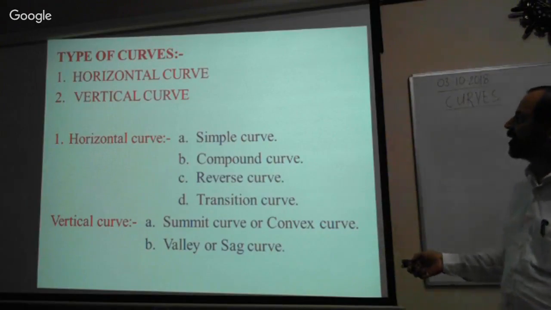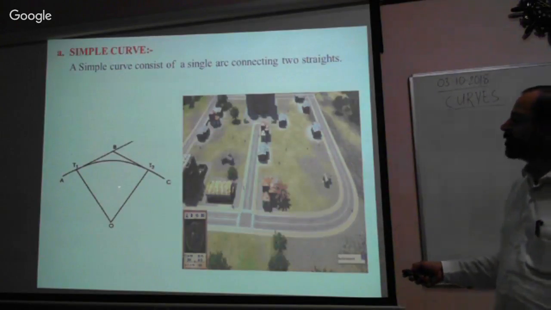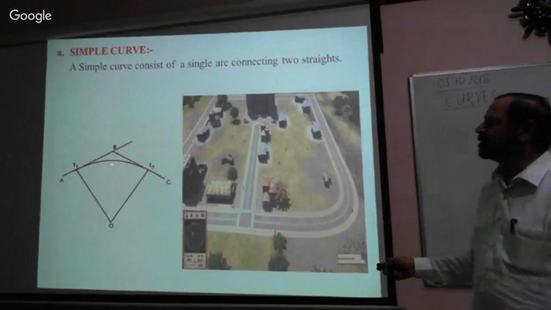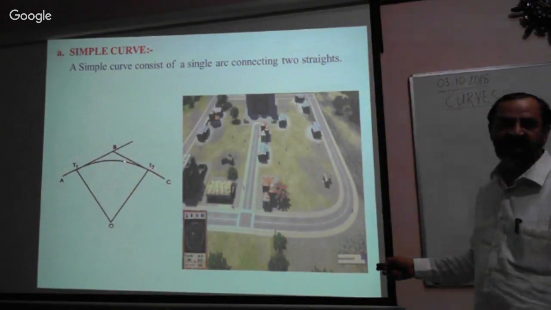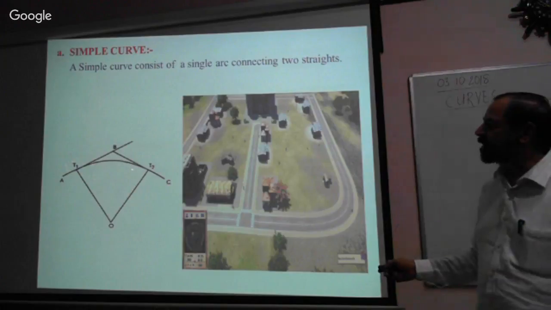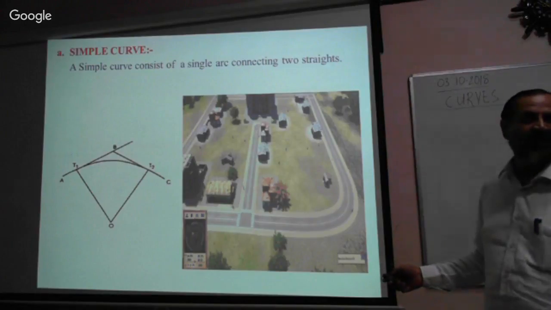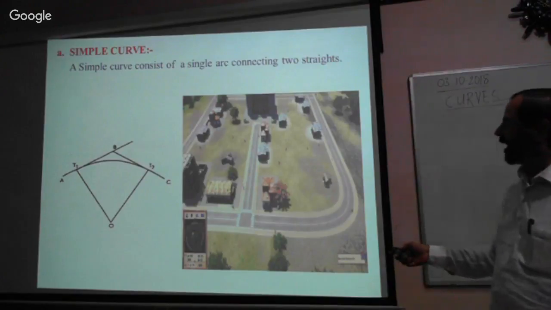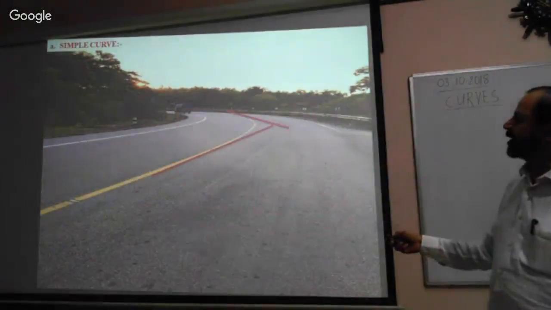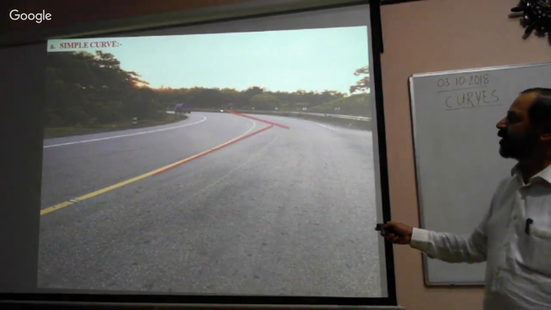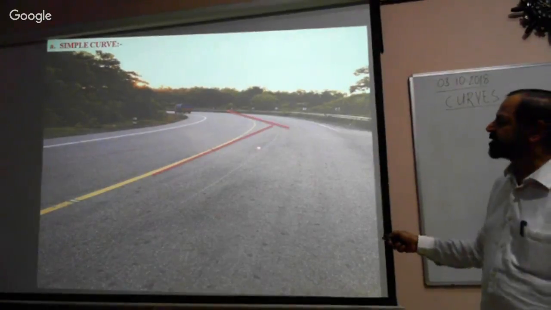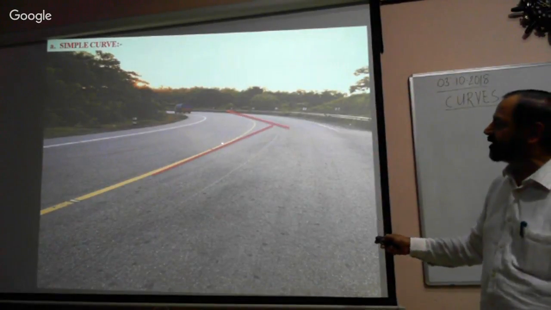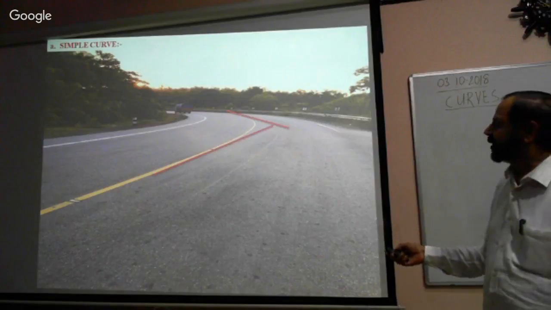I will show them. A simple curve is one consisting of the arc of a circle, a part of the circle, one single arc. It has a continuous radius, the radius from one end to the other end is the same, isn't it? This is a simple curve. It is introduced between two straight lines, two straights. This is one example taken. This is one straight line and this is another straight. A curve is introduced between them. This is a simple curve.